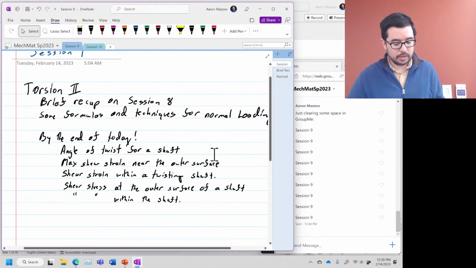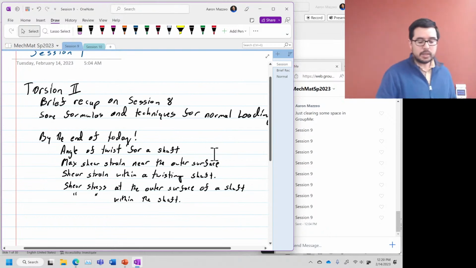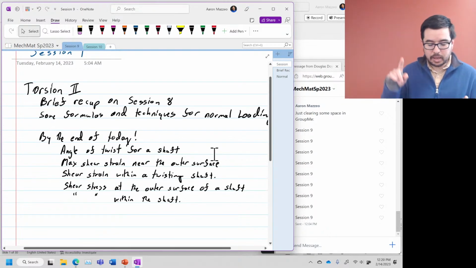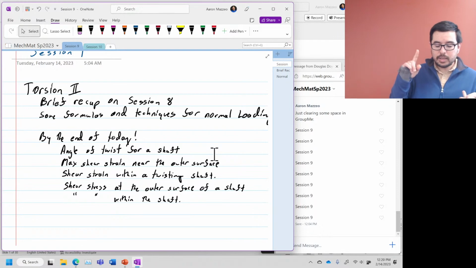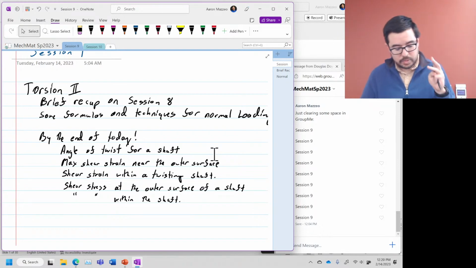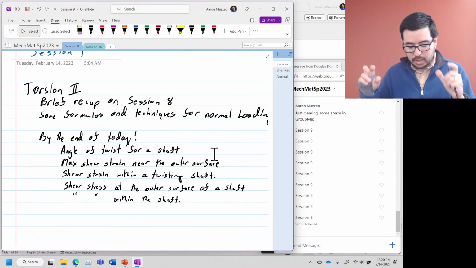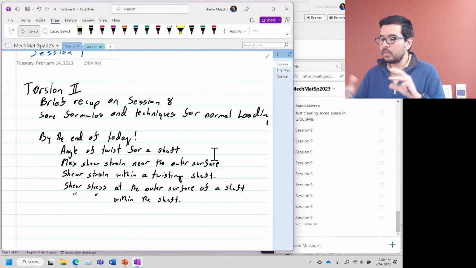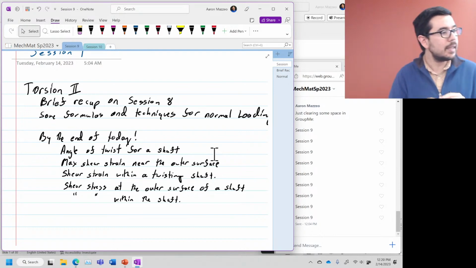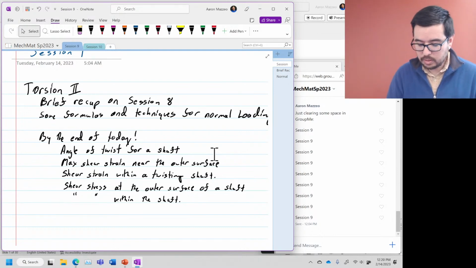All right. So let's get back today. So today we are going to cover things like angle of twist, maximum shear strain within the twisting shaft, okay, and also shear stress at the outer surface and also within the shaft.